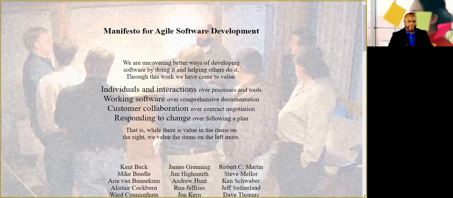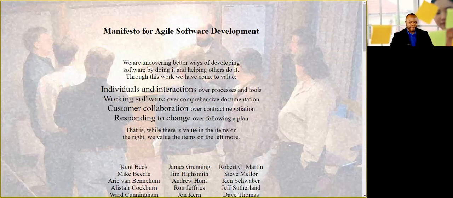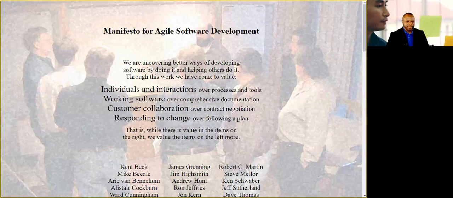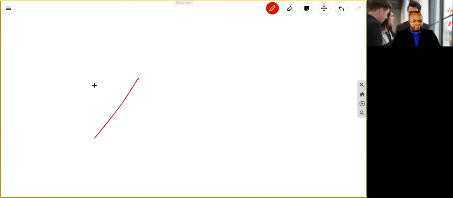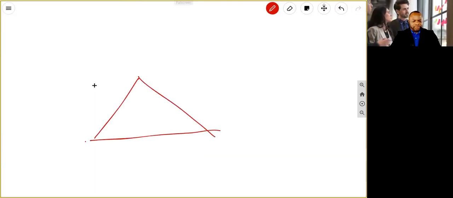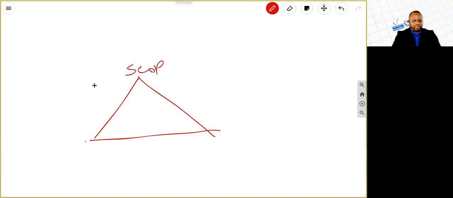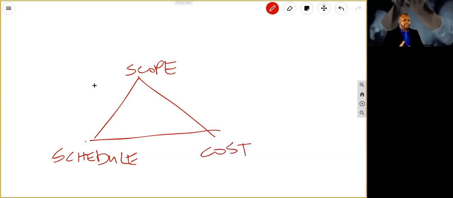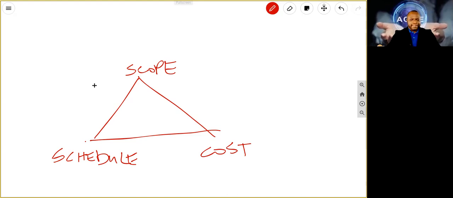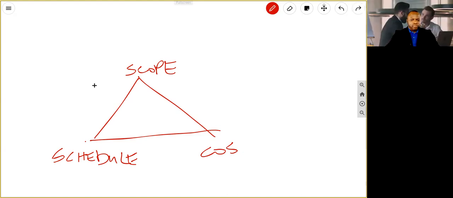All right, so we've talked about the Agile Manifesto. Let's go into some more pragmatism regarding the triple constraint. The triple constraint could be looked at like this. We could say this is scope. On a predictive project, we say it's fixed, and we have schedule, and we have cost. In my mind, this is all well and good, but it's not enough. So let's say each of these was a side, okay?